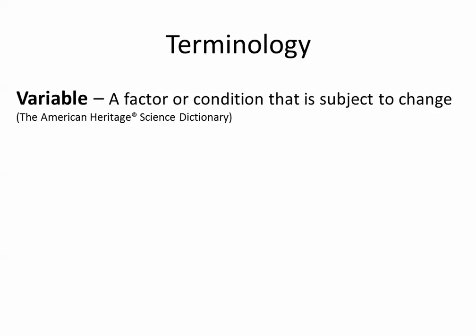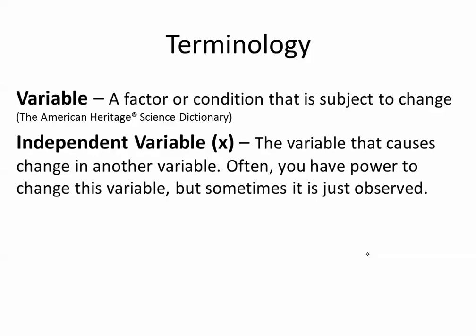All right? Now, in most situations in math, we will have two variables, at least at this level. The first one is called the independent variable. Now, this is what we always put on the x-axis, the horizontal axis. This is the variable that causes a change in another variable. So as I change this, something else will change.